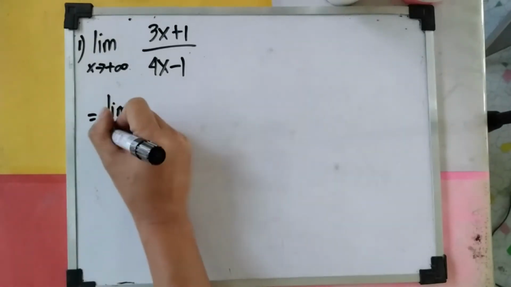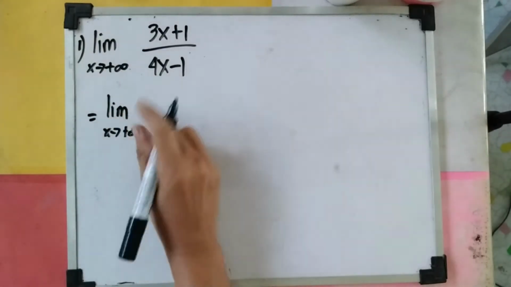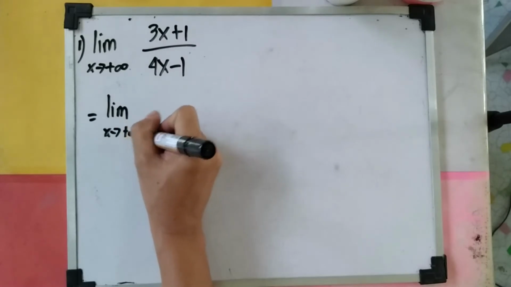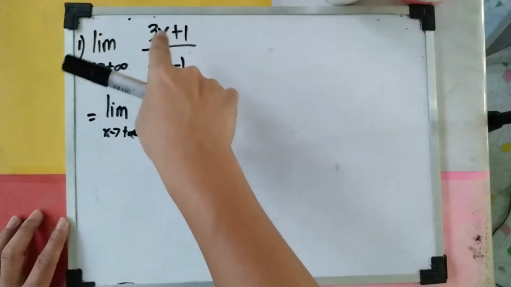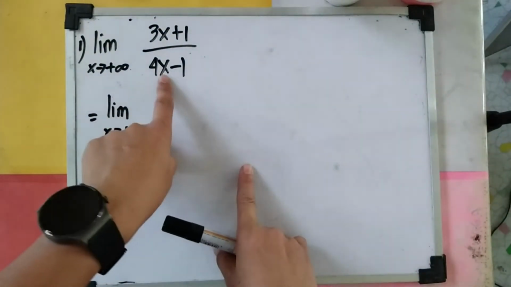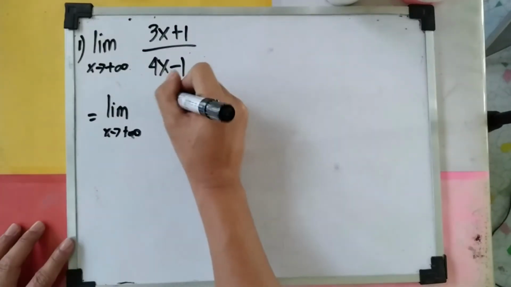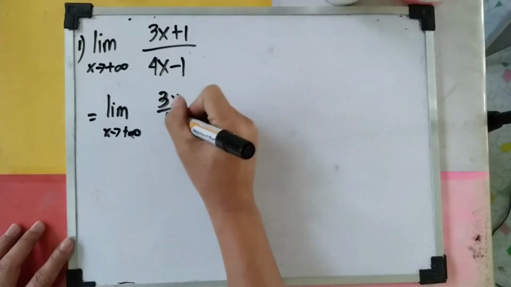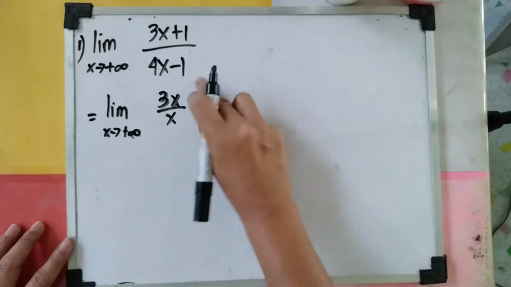the limit as x approaches positive infinity. Ano ang pinakamalaki na variable dyan? Pinakamalaki is the x only, so we'll divide it by x. Each term i-divide natin.